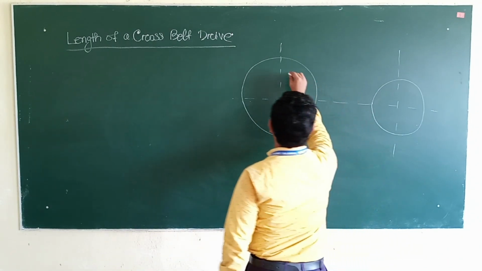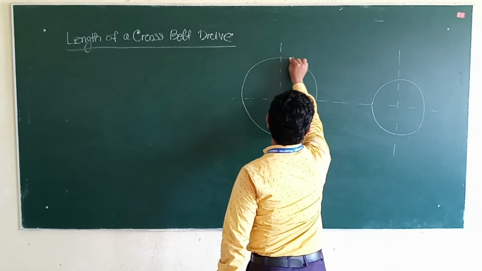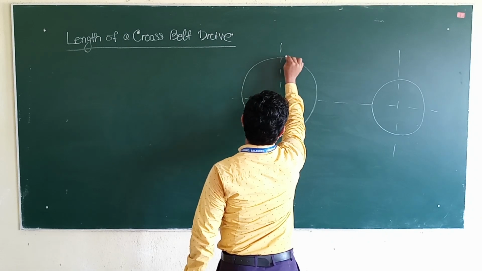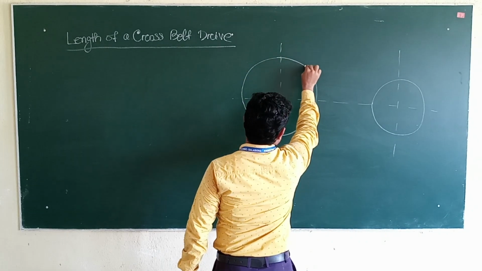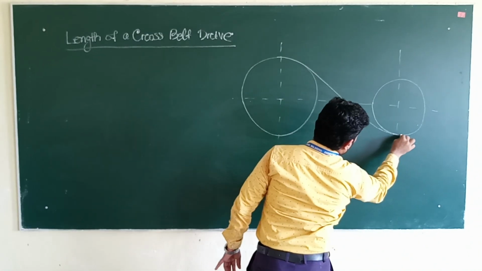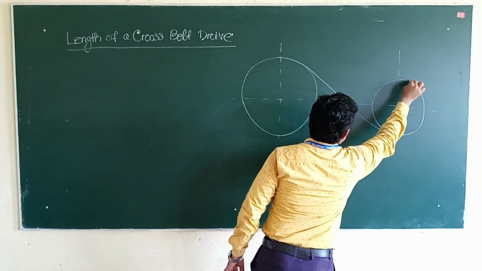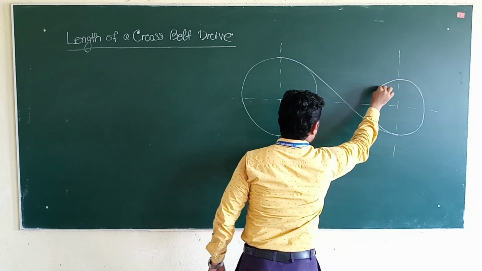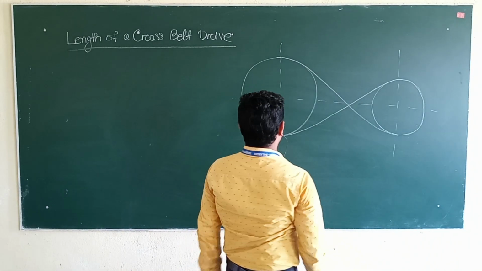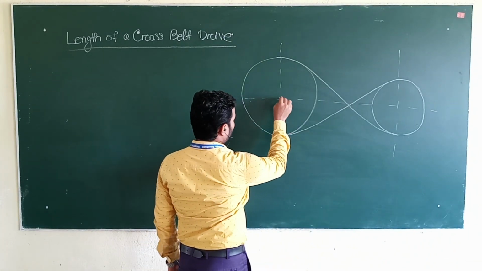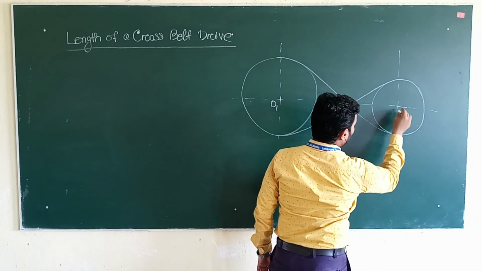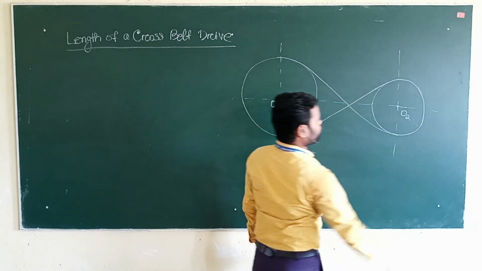In case of open belt drive, from the driver pulley, the belt is like this. But in case of cross belt drive, the belt leaves the larger pulley at this point and enters the smaller pulley at this point. Whereas in the upper case, the belt leaves the smaller pulley at this point and enters the larger pulley at this point. So the driver, or larger pulley, has center O1, and the smaller pulley or driven pulley has center O2.